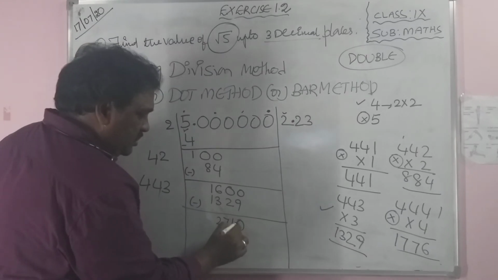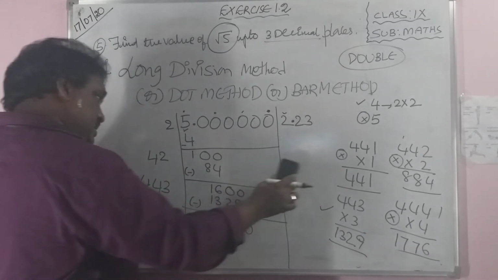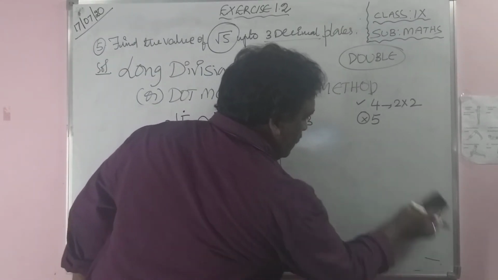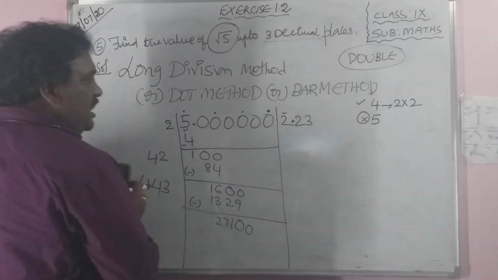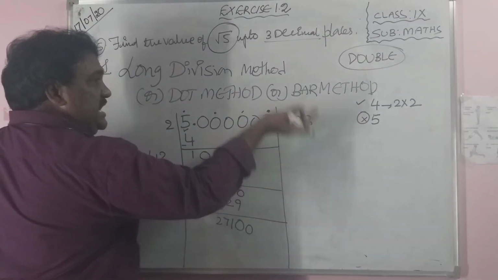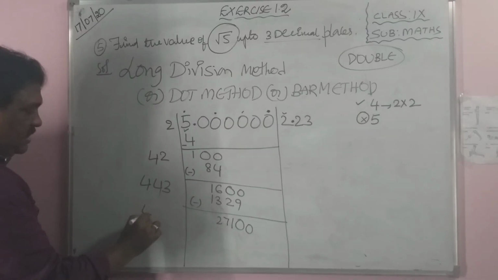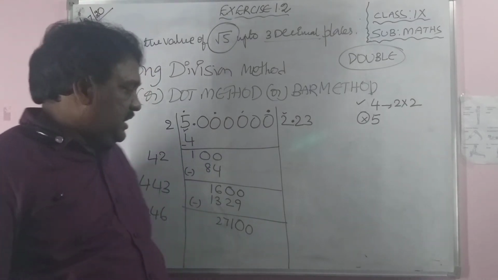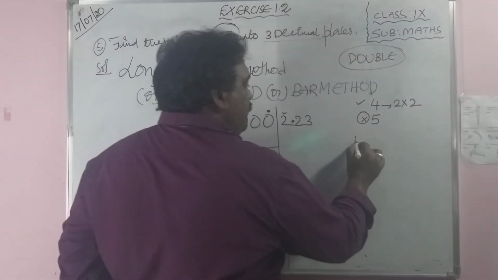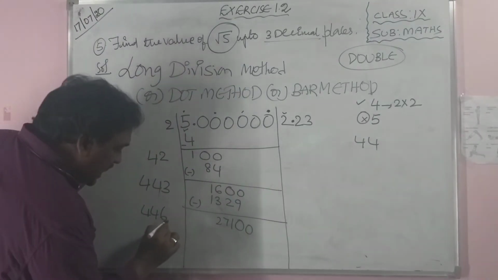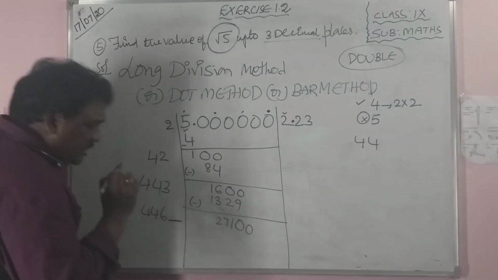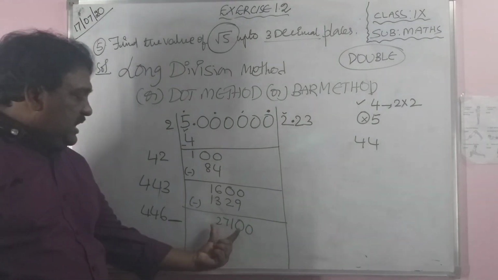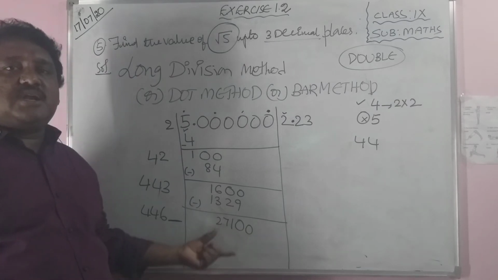Again two zeros down. Do the rough work again. Again double. What is the number here? 223. 223 double 446. Then observe. What number to write along with 446 to get 27,100 or near to that number?